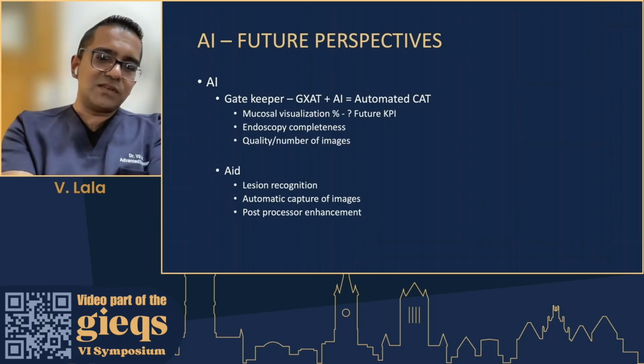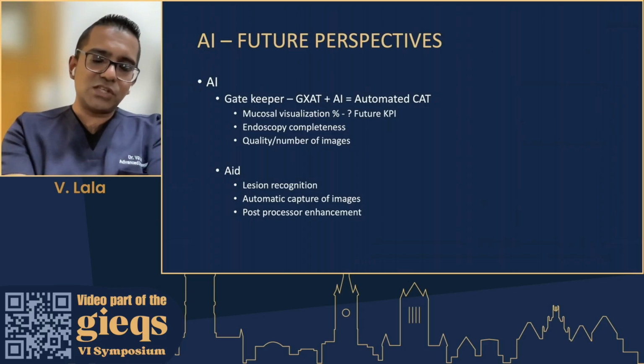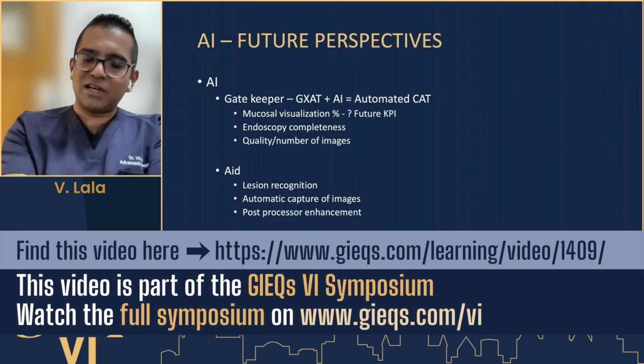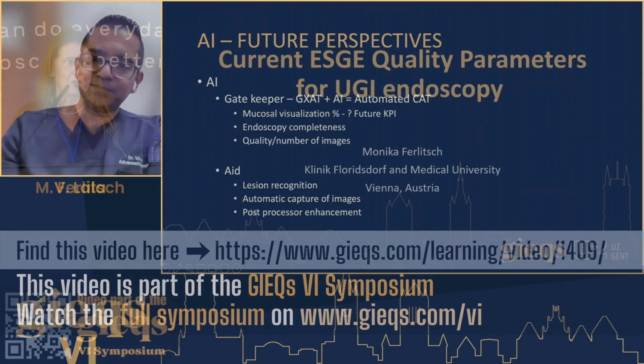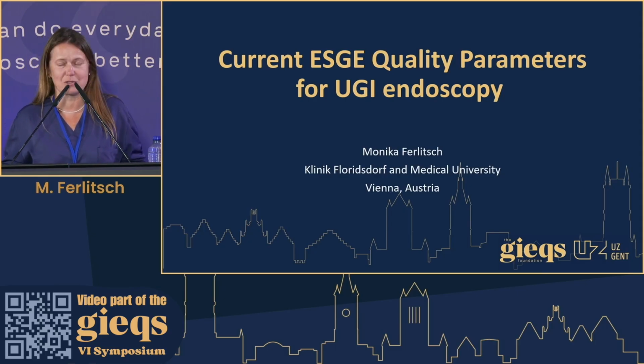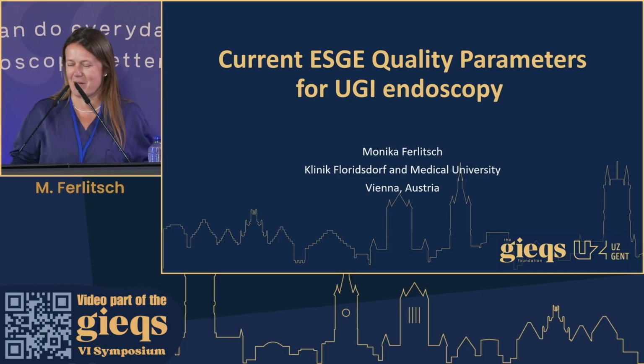But AI also serves as an aid. We know this with lesion recognition, but it's probably going to be able to aid us in capturing good quality images and possibly aid us with post-processing enhancement to ensure we get good pictures. Who is assessing the quality of upper GI endoscopy at your units? Who knows the targets? You probably know the targets because you can read the guidelines and the position statements, but who really knows if your unit is reaching the targets? No. Nobody.